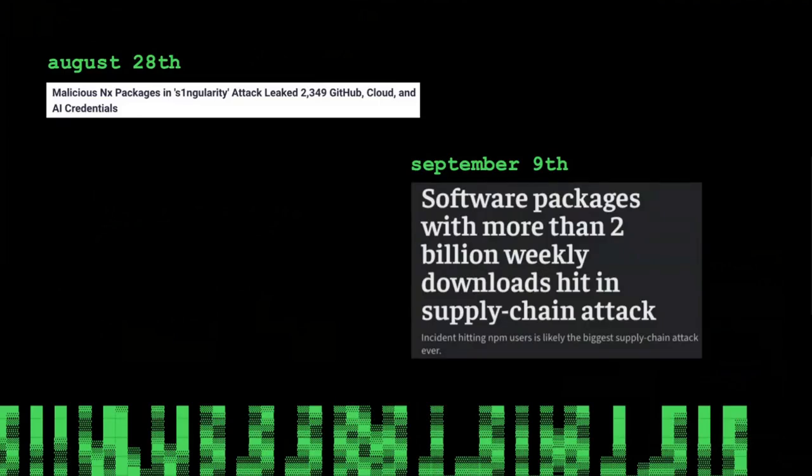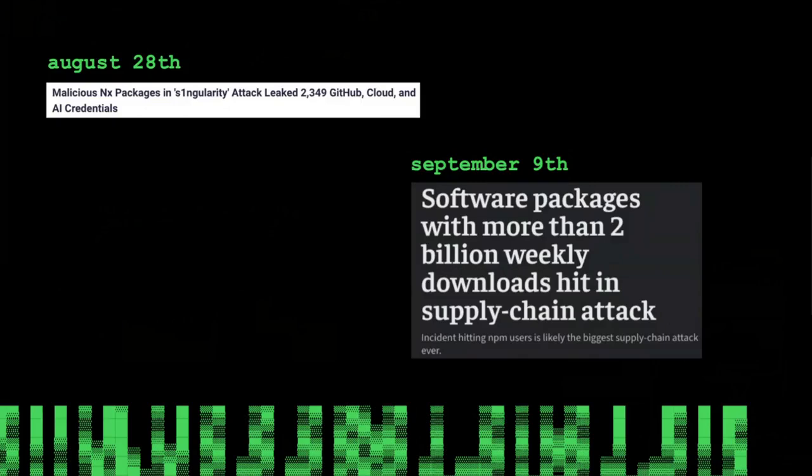So I think what's really important as well is realizing just how bad this is for the ecosystem. If we look at August 28th, which was only a couple of months ago, NX, which is a very popular monorepo management tool, was hacked. And as a result of that, it leaked. What it would do is it would be installed in your system, and then it would use something called TruffleHog, probably everyone knows what that is, and just package up the contents and store it in a public repo.